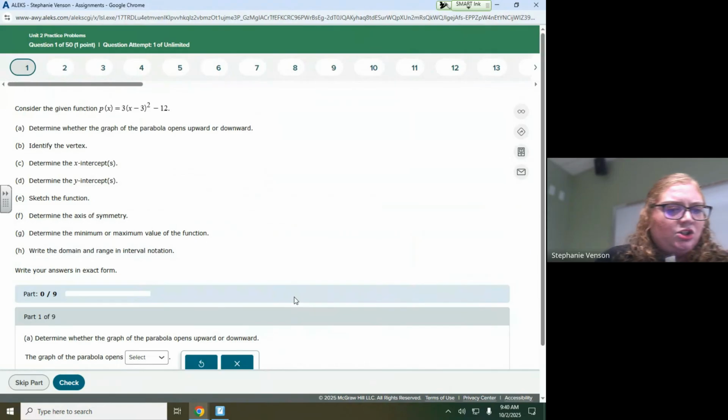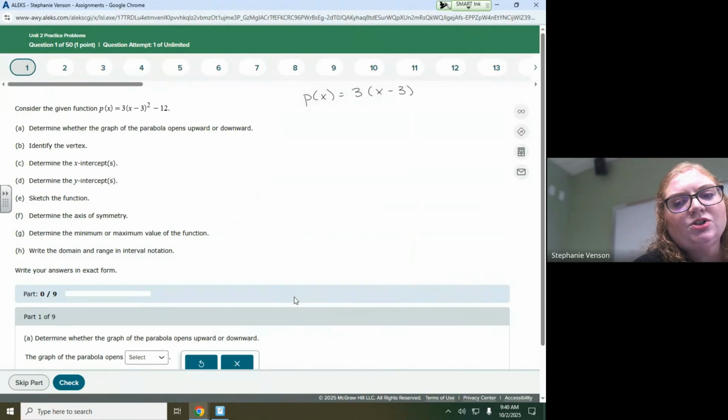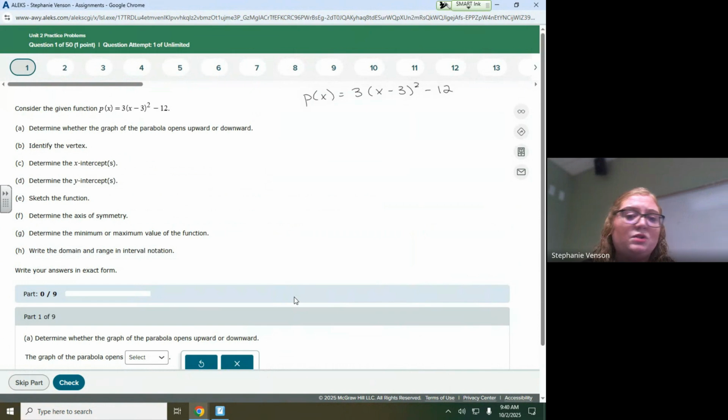Okay, so it says, consider the given function p of x equals 3 times x minus 3 squared minus 12. Now I'm working these with you. This is not something I worked before class. Chose them before class, but it generates new numbers every time I open it up. So y'all do this with me. Don't let me put something in my calculator wrong, that kind of thing.